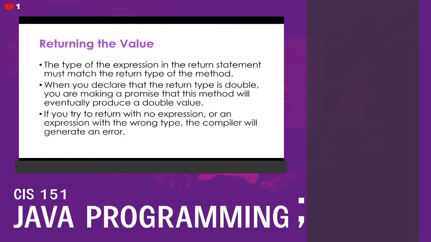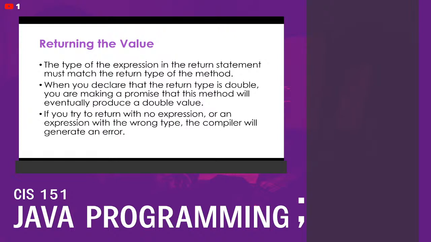This is not what I was looking for. You're creating these expectations. You're making a promise when you add the data type to that header of your method. So if you're declaring that the return type is going to be a double, when it gets to that return statement, it's going to be expecting a double.